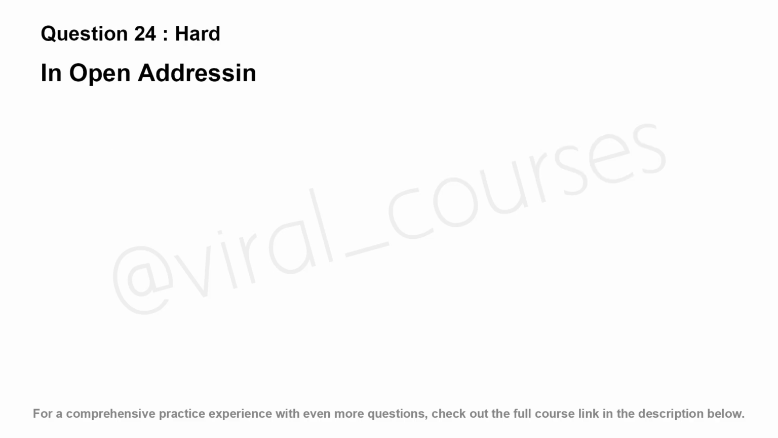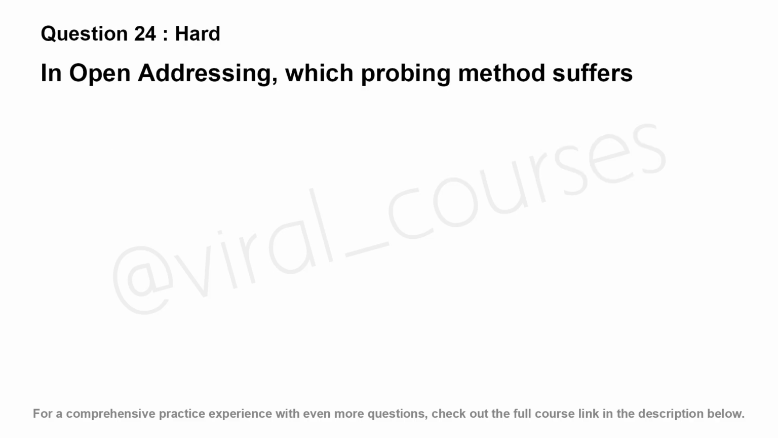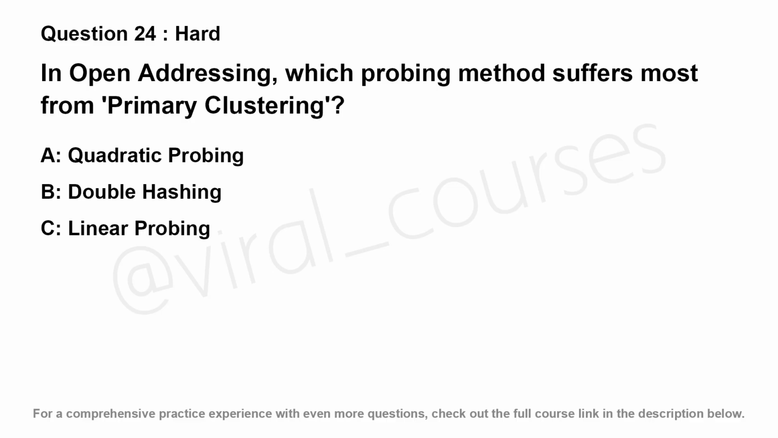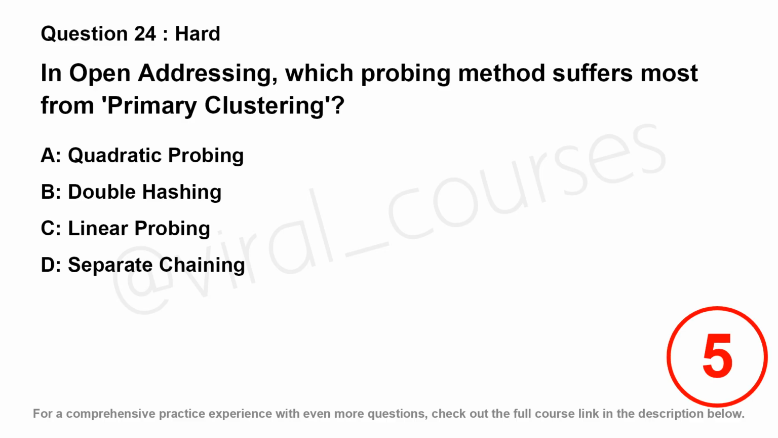In open addressing, which probing method suffers most from primary clustering? Option A, quadratic probing. Option B, double hashing. Option C, linear probing. Option D, separate chaining.